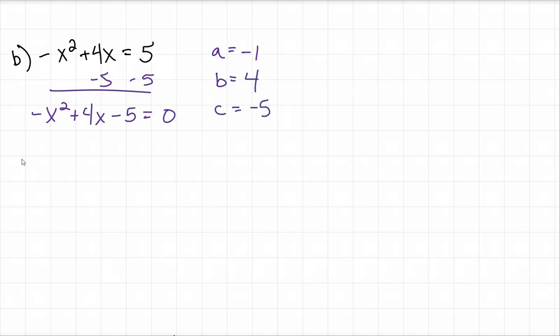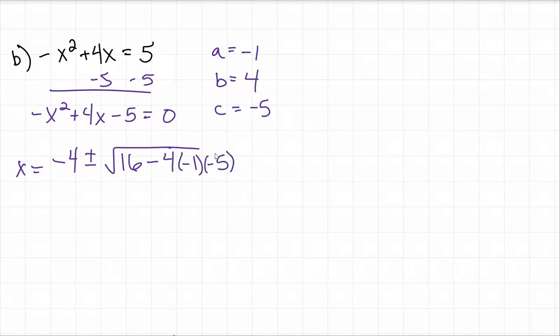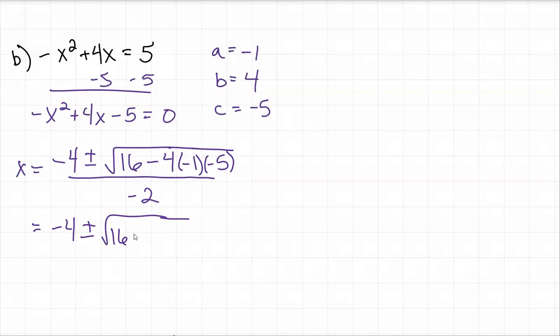Awesome. Let's go ahead and quadratic formula it up. It's going to be negative b, so negative 4 plus or minus the square root of b squared. I'm going to skip a step and just say, well, that's 16 minus 4 times negative 1 times negative 5, divided by negative 2, right? Because 2 times negative 1 is negative 2. Let's keep going. Negative 4 plus or minus the square root of 16. Negative 4 times negative 1, that's positive 4, times negative 5 is minus 20.